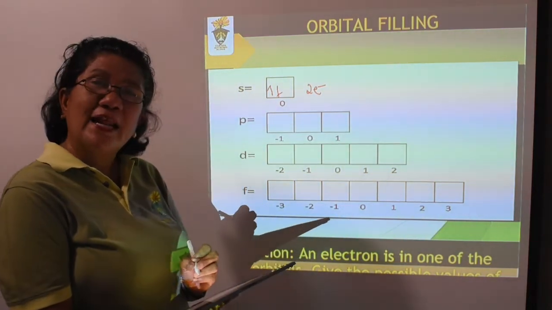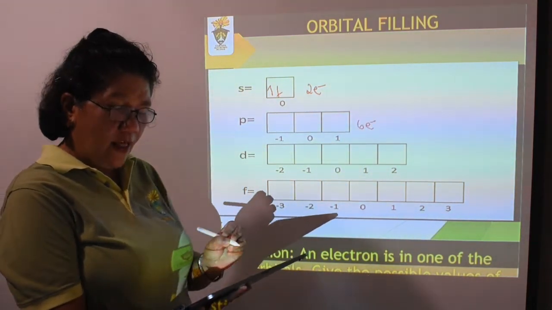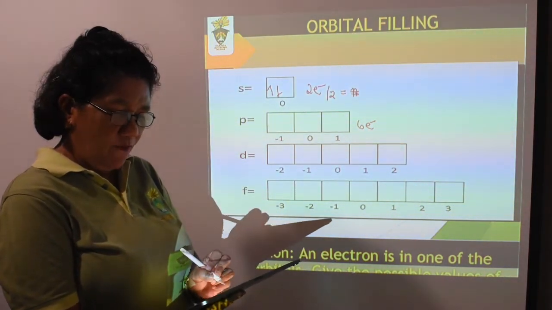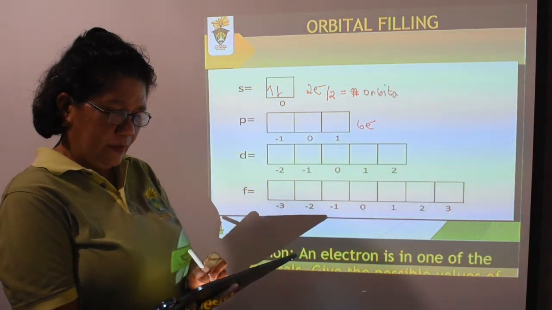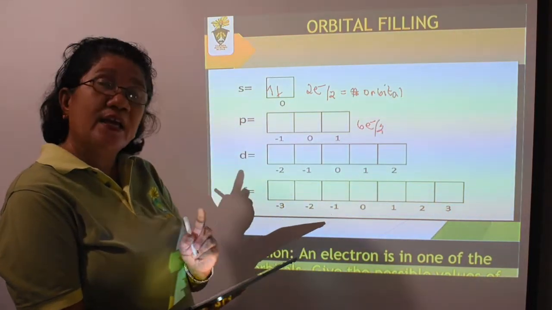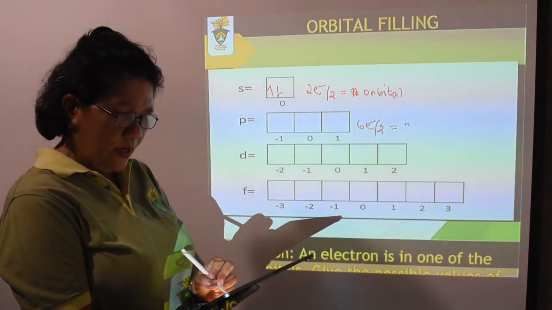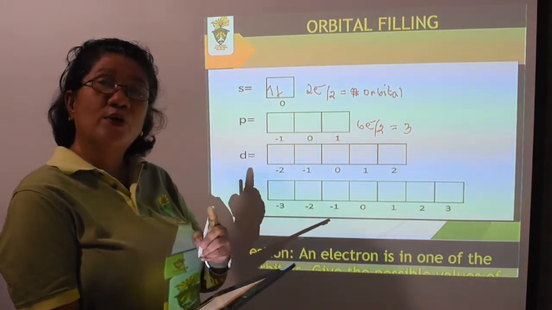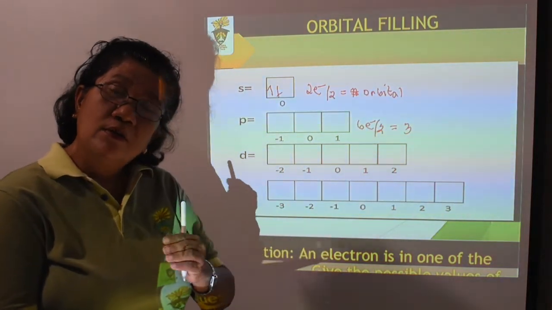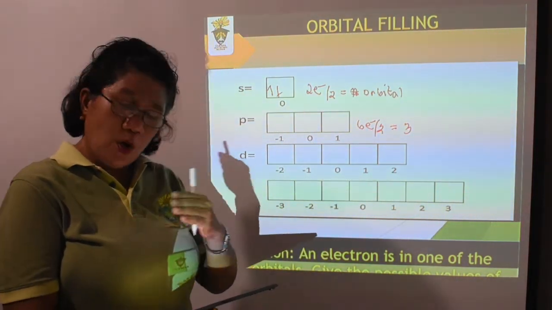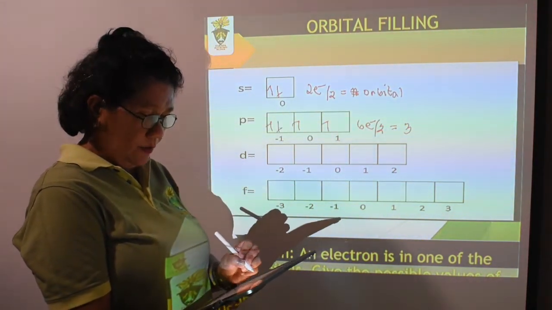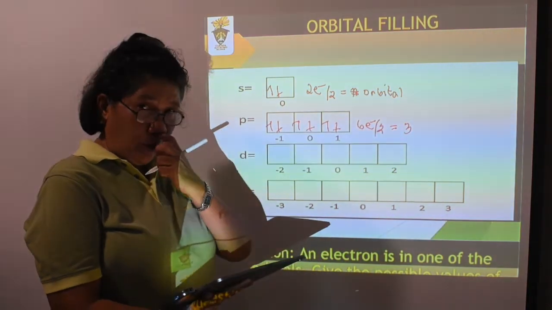Okay, for P, how many electrons? There will be 6 electrons. Therefore, all you have to do is divide it by 2 to get the number of orbitals. So that will be 6 electrons, and in every orbital, there are 2 electrons. Therefore, there will be 3 orbitals. How are you going to fill this up? You should occupy all of the orbitals first before you go back. That is, all up, up, up, then go back, down, down, down. That is for the P orbital.